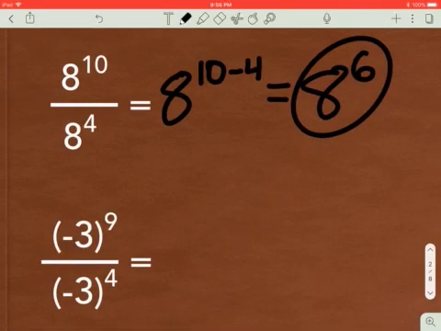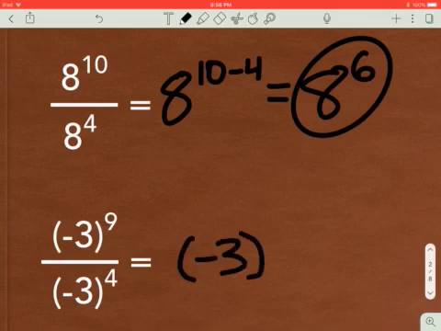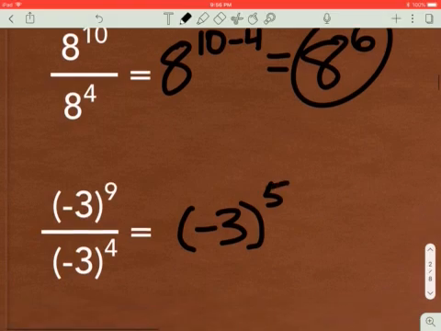So if I have negative 3 to the 9th over negative 3 to the 4th, it's simple enough, guys, your base just stays the same. And 9 minus 4 is 5. And just subtract those exponents.